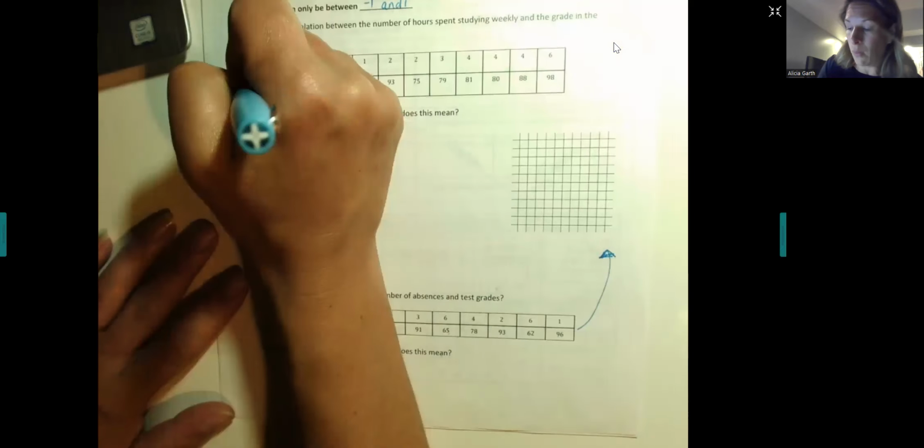On the first one, our x-axis is the weekly hours spent studying, and our y-axis would be our grades. We're measuring how many hours you spent; we don't know what your grade's going to be. Again, on the second, x-axis, number of absences, y-axis, test grades. So you are going to push pause on the video and put those into your notes.